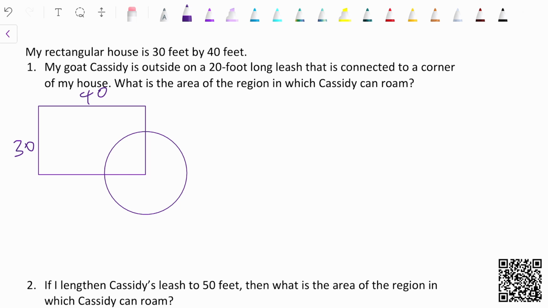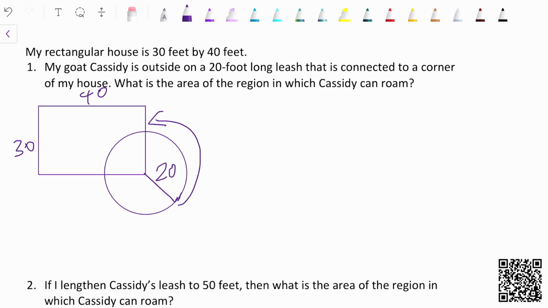So I've already drawn here a circle with the circle drawing tool on OneNote. Since it's on a 20-foot leash, it doesn't really matter what corner of the house it's on. What is the area of the region in which Cassidy can roam? If Cassidy goes this way, she can't go inside the house because there's a wall, unless Cassidy can morph through a wall and she's a super goat, or she knows how to open a door, but that's a totally irrelevant tangent.